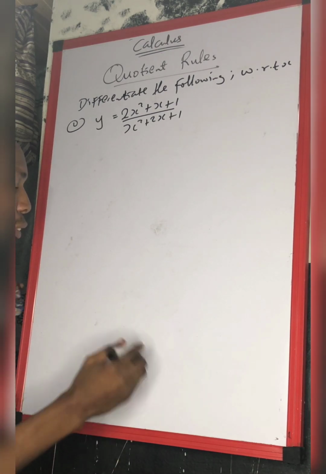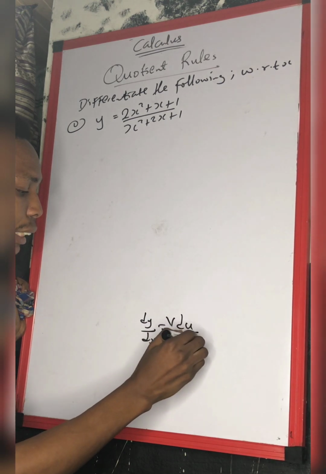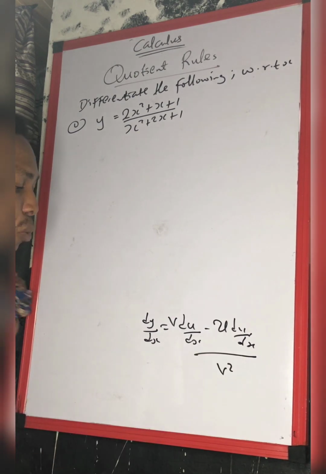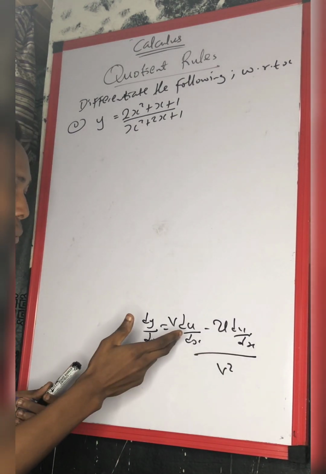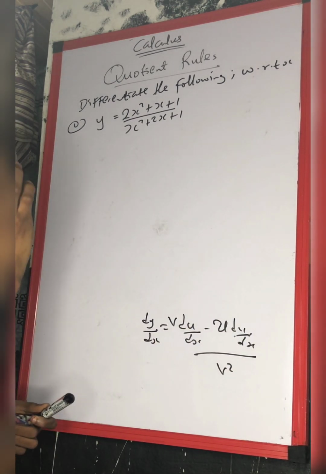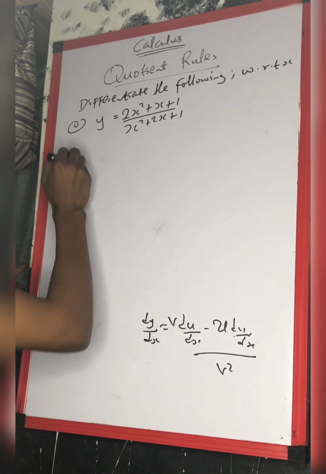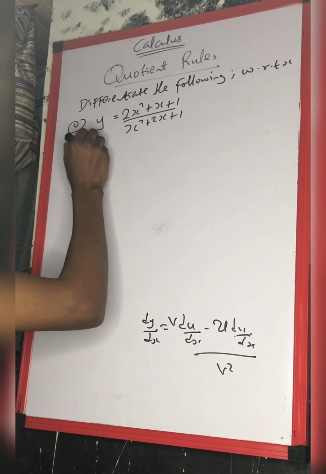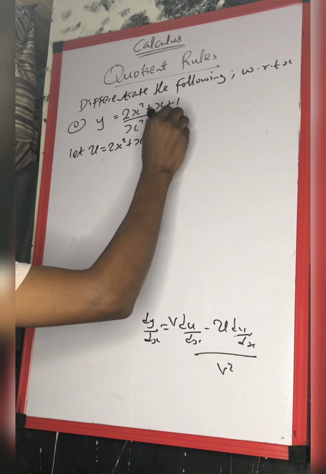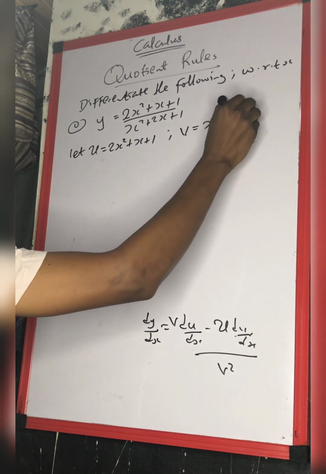Okay? And if you share the formula, dy/dx is equal to v du/dx minus u dv/dx over v squared. The parameters we have there are v, du/dx, u, and dv/dx. So between u and v, which one comes first? U comes first. We'll assign u to the numerator and v to the denominator. You can simply say let u equal 2x squared plus x plus 1, and let v equal x squared plus 2x plus 1.